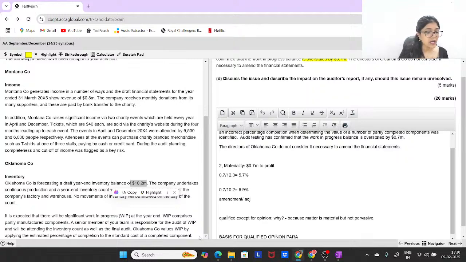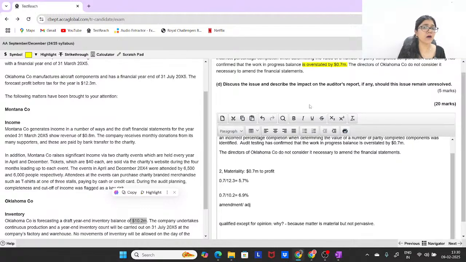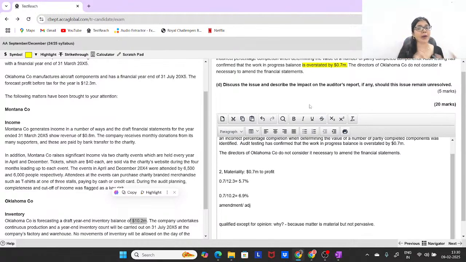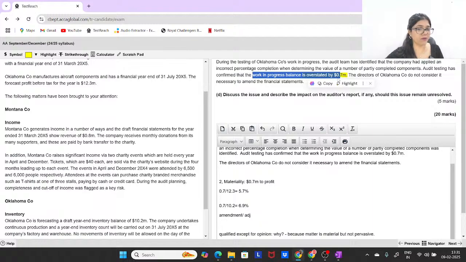Correct? Rajput, inventory, why? Because we are talking about work in progress. Because we are given the amount of inventory, we can definitely compare it to the inventory also. Here they gave you inventory balance only, and here we are comparing the work in progress. So this is inventory. We are not comparing with the assets. We are comparing with the inventory. So it is comparable, I feel.